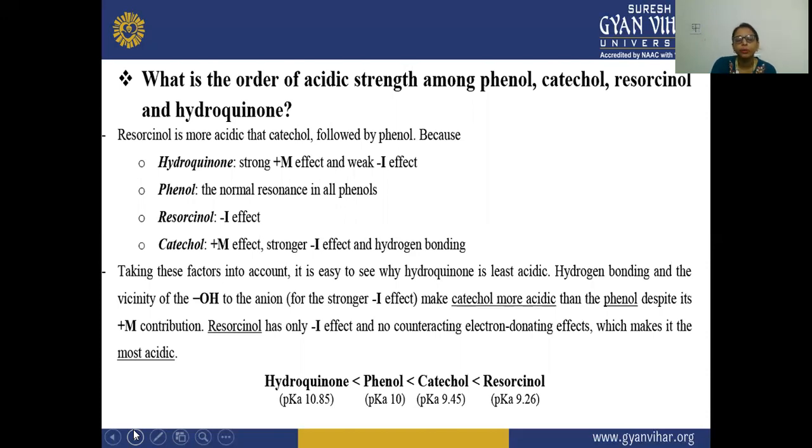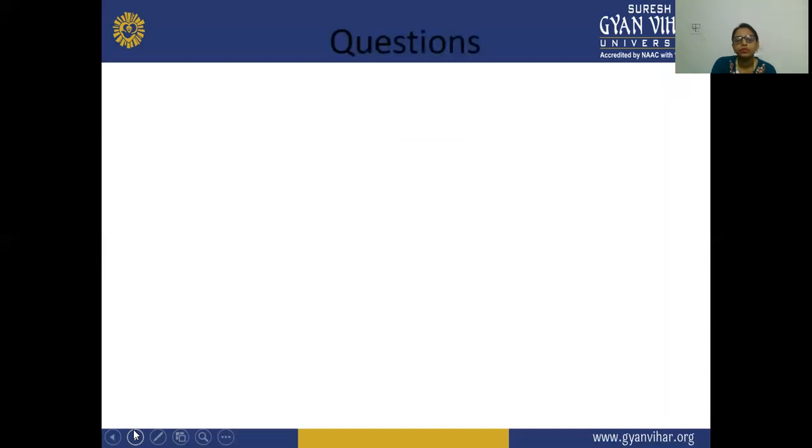Hydrogen bonding and the vicinity of the OH to the anion make catechol more acidic than phenol, despite its +M contribution. Resorcinol has only a -I effect and no counteracting electron donating effect. That is why resorcinol is more acidic. This is the pKa of these compounds.